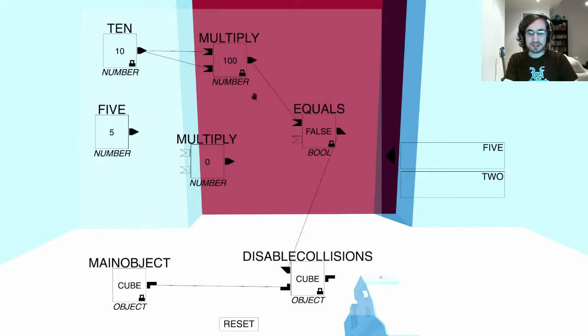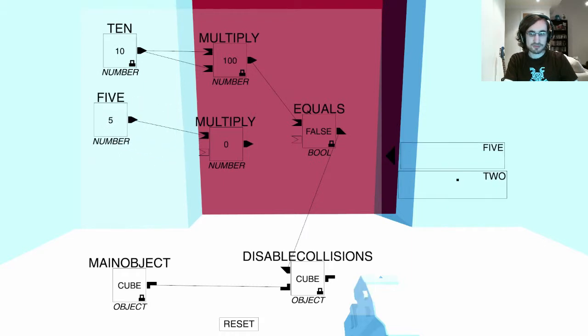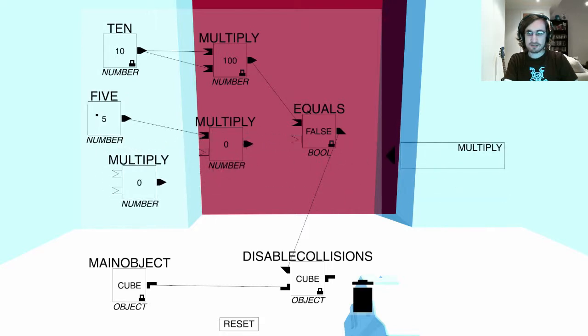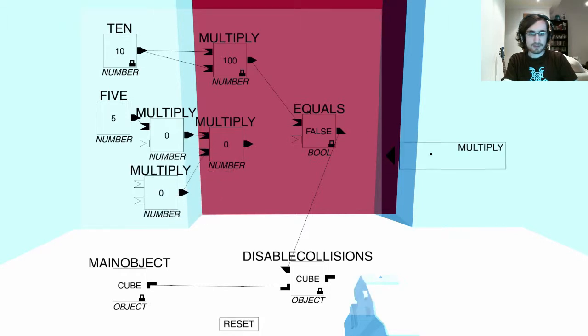So again, I'm trying to make it equals, so I need 100, so 5 times, so what have I got? 5 and 2, and multiply. Okay, so if I do 5, 2 of them, oops.